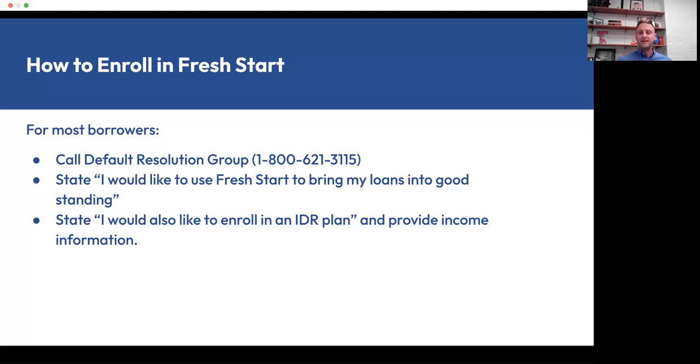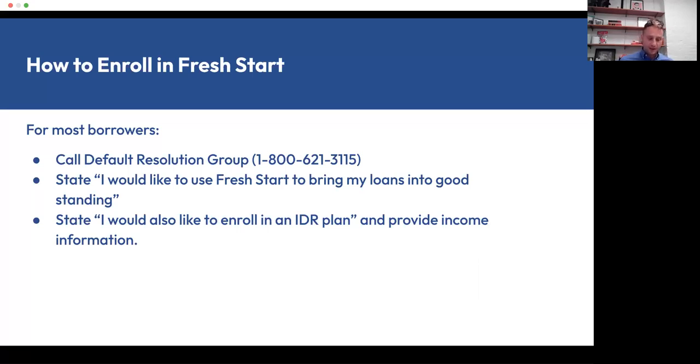And if you go to the federal student aid website that Anna was going through before and look at your loan servicer, and your loan servicer is the default resolution group at the U.S. Department of Education, you're going to be able to enroll in the Fresh Start program this way. All you do is you call the default resolution group at the number on the screen, and you tell them, I want to use Fresh Start to bring my loans into good standing, and I want to enroll in an income-driven repayment plan so that I can get my loans on a path where I avoid default in the future.